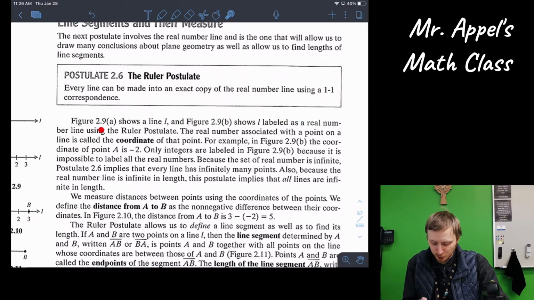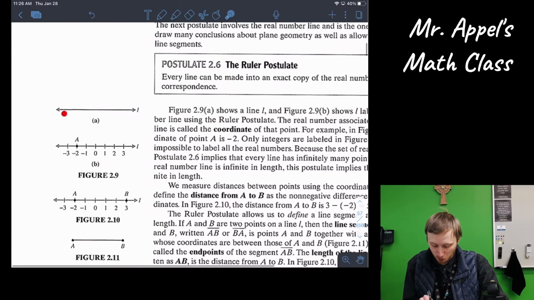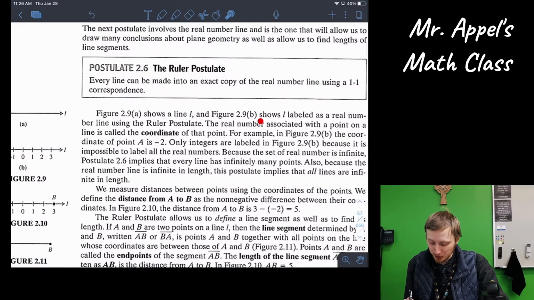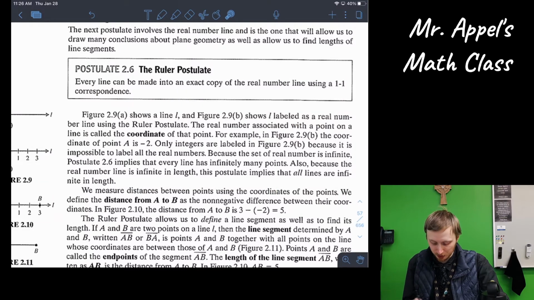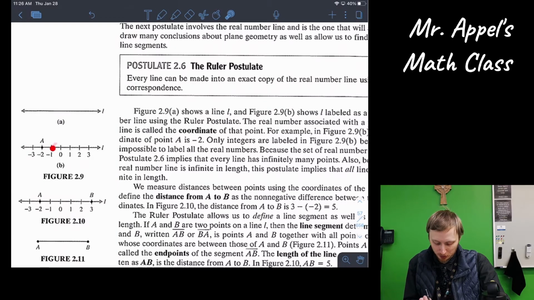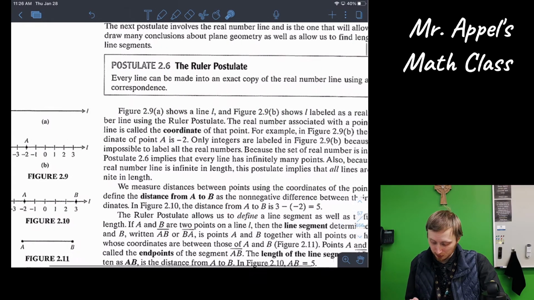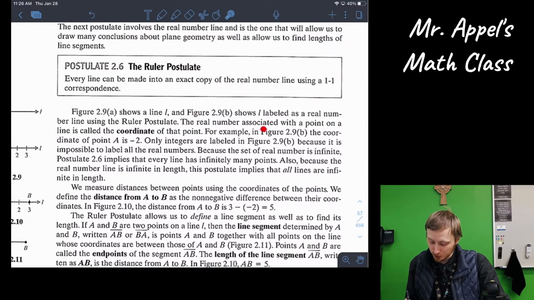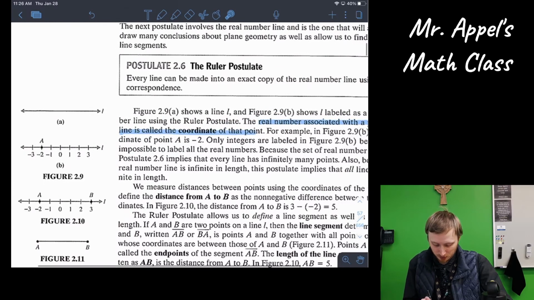Well, take a look. Figure 2.9a shows a line L. 2.9b shows L labeled as a real number line using the ruler postulate. We have created a copy of the real number line. The real number associated with a point on a line is called the coordinate of that point. So for example, in 2.9b, the coordinate of point A here is -2.